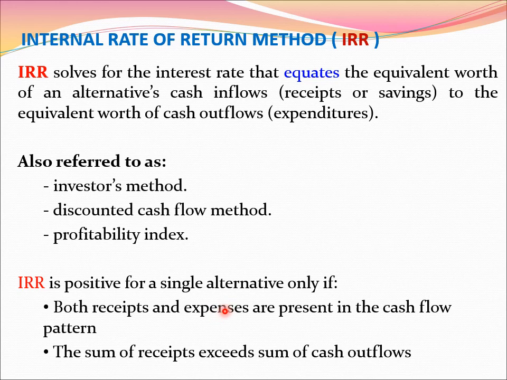If the project includes only cash inflows, then how can you make cash inflows equal to cash outflows? If the project consists of only the costs, then there's no way to make these cash outflows equal to cash inflows. So it means that in order to be able to find a positive interest rate, you should have both inflows and outflows, and also the sum of the receipts, I mean the inflows, should be larger than the sum of the outflows. Otherwise, again, your IRR will not be a positive value.